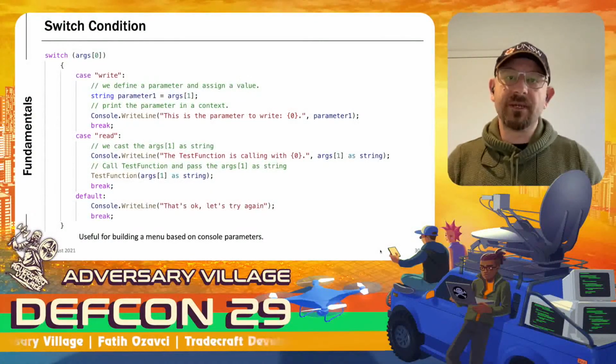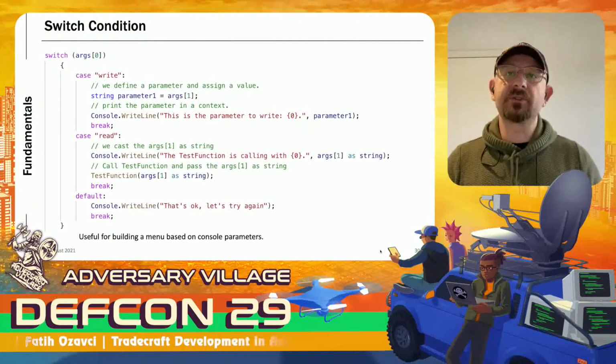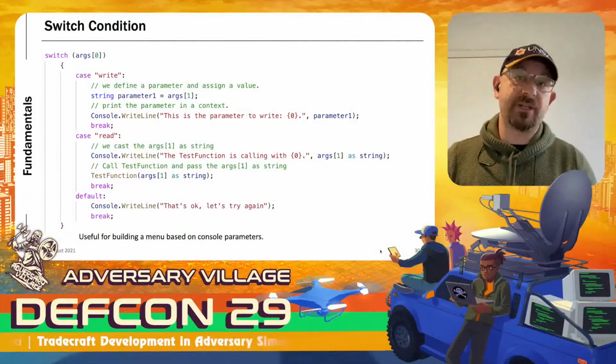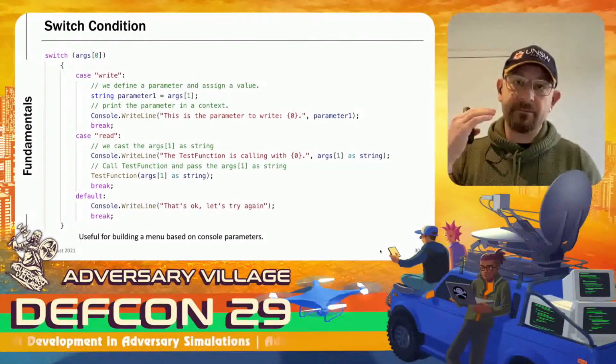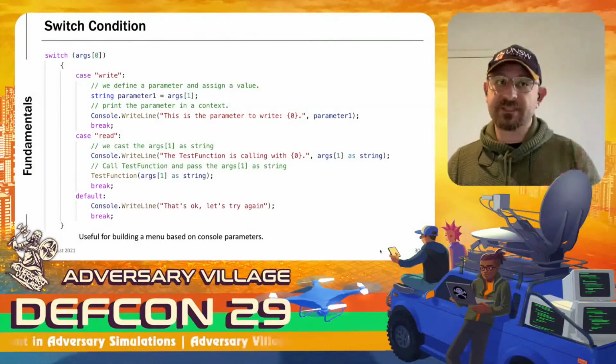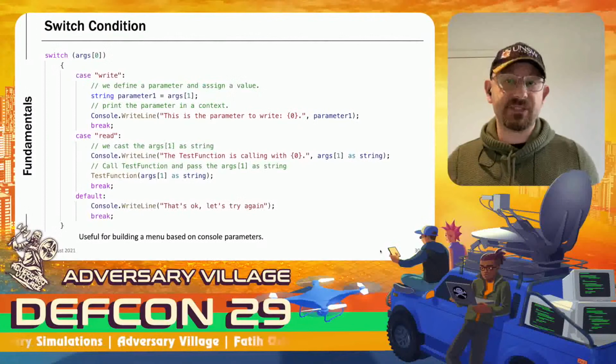But it is not the only way to create branches. Switch is also quite useful, especially for menu generation. If you want to create a menu for your console application, switch will help you to create a kind of decision tree.